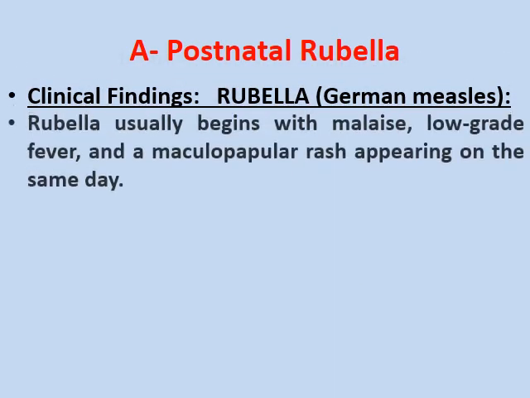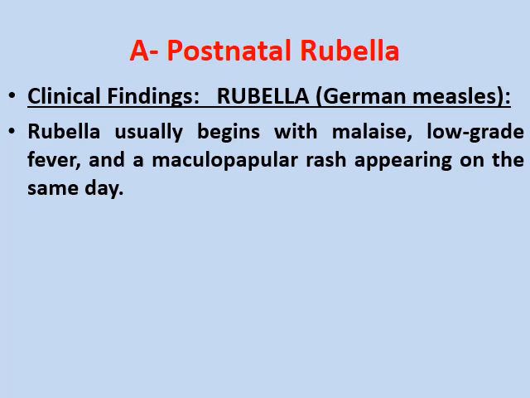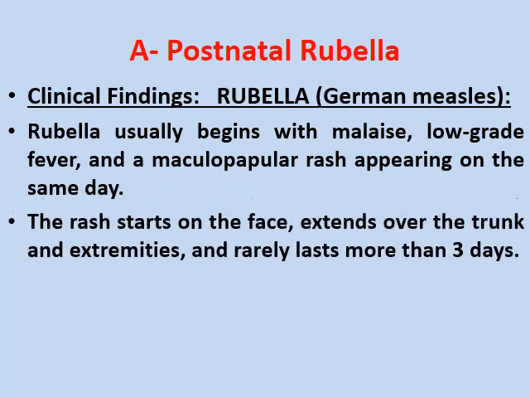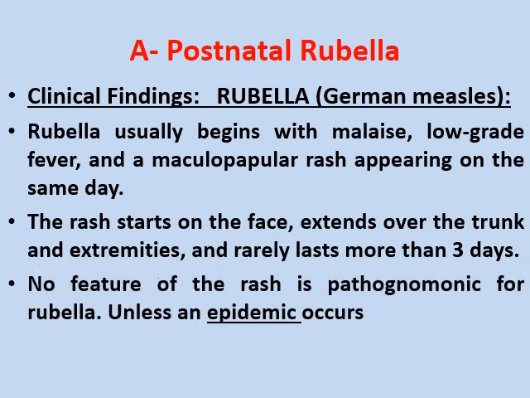Clinically, rubella, which is German measles, as named in German, presents with low grade fever, then a maculopapular rash appears on the same day. A very short period of time, only 3 days. Rash on the face extends to the trunk, then lasts not more than 3 days. No features of the rash are pathognomonic. So we cannot say that this rash is rubella, meaning diagnostic, unless in epidemics.